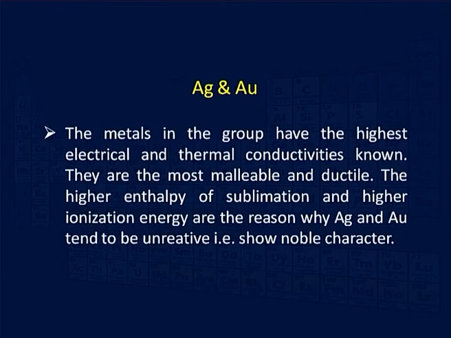The metals in the group have the highest electrical as well as thermal conductivity, and therefore they are used for conductivity purposes. They are most malleable and ductile and have very high enthalpy of sublimation and higher ionization energy. This is the reason why gold and silver are unreactive and show a noble character. The metals have positive E0 value and are thus below hydrogen in the electrochemical series. Thus, they do not react with water or liberate hydrogen with acids.